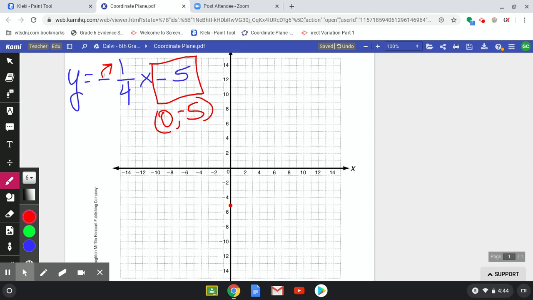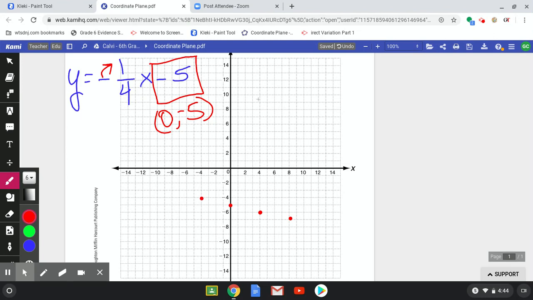Well, remember, this negative is being associated with my numerator, so that's a -1. So from this point, I'm going down 1 unit, and I'm running right 4 units. 1, 2, 3, 4, plot a point. I want more points. Down 1, right 4. 1, 2, 3, 4. I want another point up in this area, so I'm going to do just the opposite. I'm going to go up 1 unit, left 4 units.